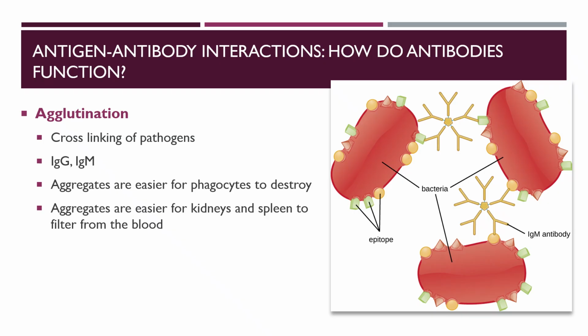Agglutination. This is when we have cross-linking of the pathogens. This is conducted by IgG and IgM. So you can see in the picture, we have our little red things, and we have our antibodies, which are the little spiky things. The red things are the bacteria. The spiky things are the gold things. Those are our antibodies. And so we basically cross-link those, and we form an aggregate, and phagocytic cells like those better. So they get a bigger meal, right? It's like getting a whole Happy Meal instead of just a hamburger. The aggregates are easier for the kidneys and the spleens to filter from the blood as well.